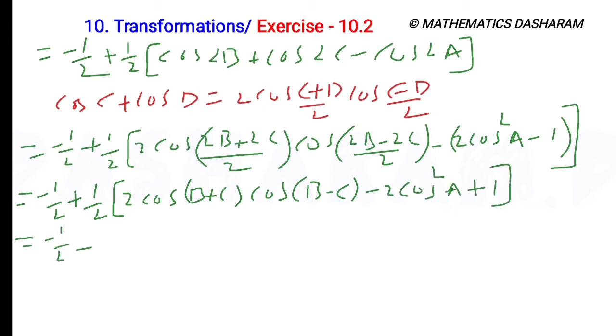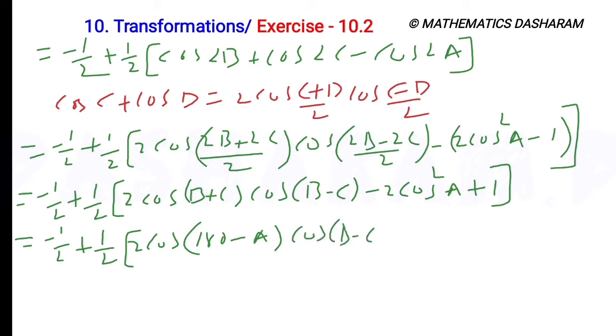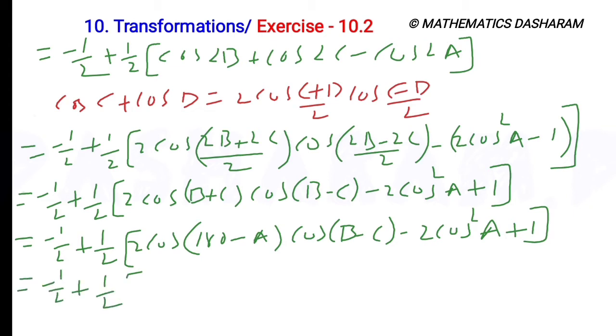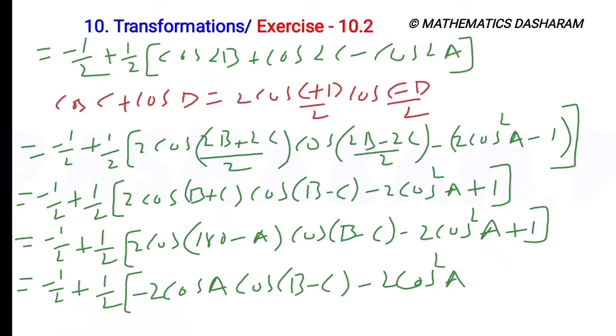So minus 1 by 2 plus 1 by 2 bracket of 2 cos, at the place of B plus C we can write 180 minus A, because A plus B plus C equals 180 degrees, given in the question. So cos (B minus C), minus 2 cos square A plus 1. So minus 1 by 2 plus 1 by 2 bracket of, cos (180 minus theta) is minus cos theta, so 2 cos A into cos (B minus C) minus 2 cos square A plus 1.